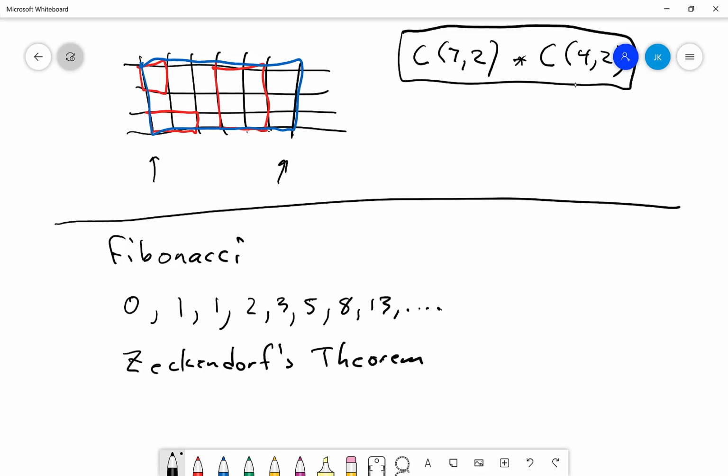And Zeckendorf's theorem says that every positive integer you can write as a sum of Fibonacci numbers, and no two Fibonacci numbers are consecutive. Okay, that's really weird. It's very non-intuitive to me, but it basically says if I have any number that I want, I can write it as a sequence of Fibonacci numbers that are not consecutive to each other.